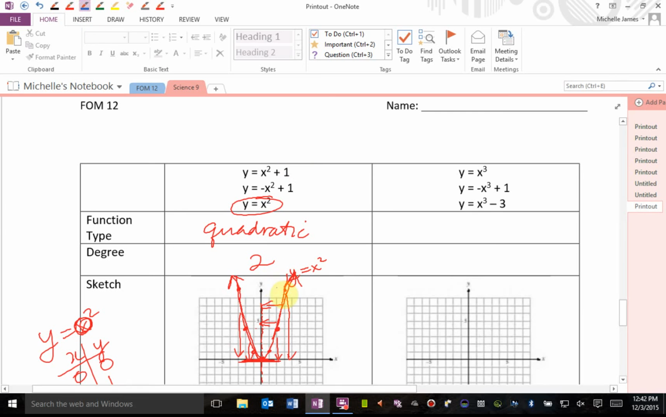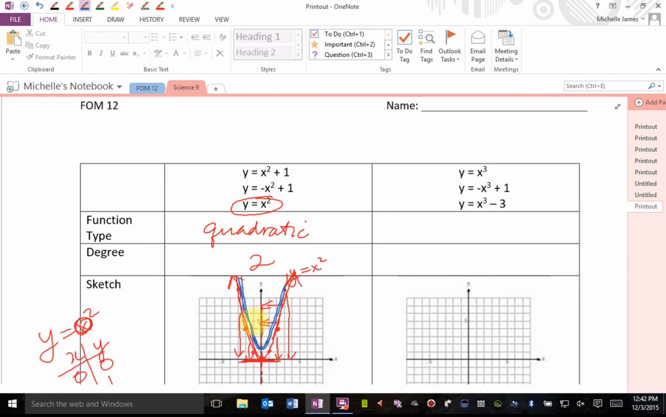It's the same graph except it goes up. Starts at 1. Yeah, it's the same graph. It just started at 1. No, that would be a 1.